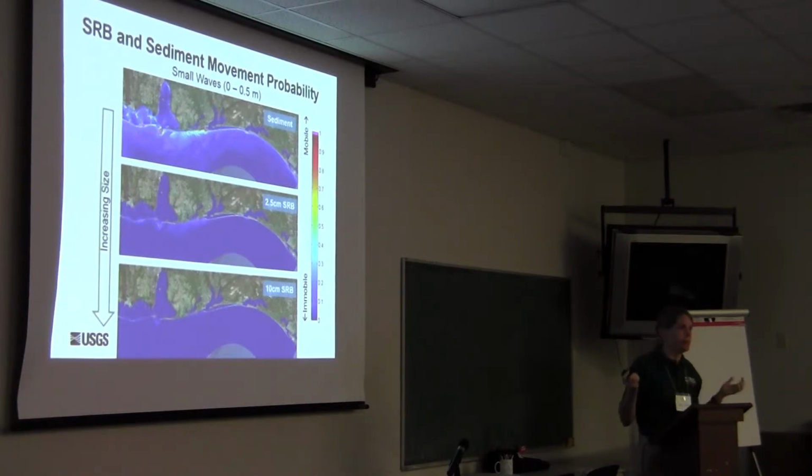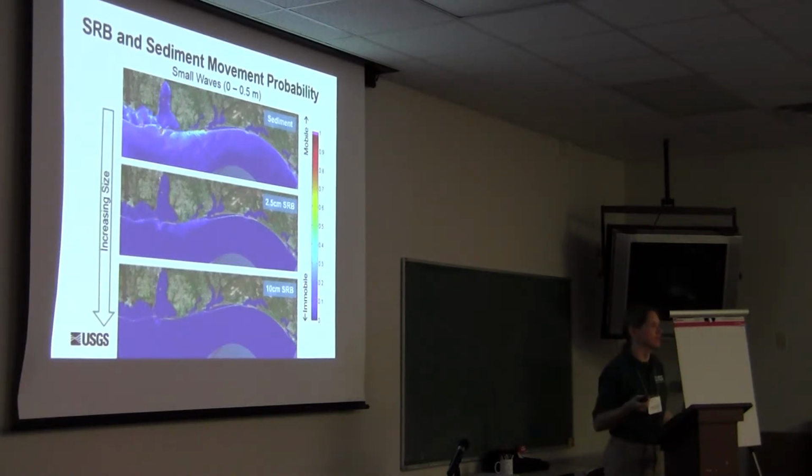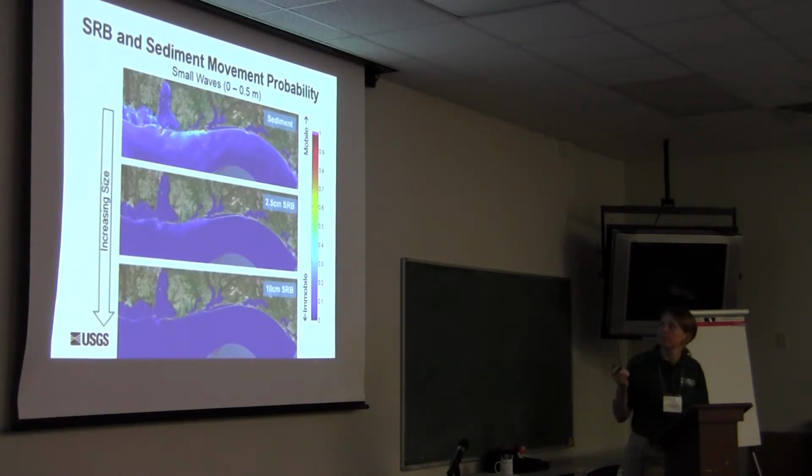This is for natural sand sediment going up to 2.5 centimeter SRBs and 10 centimeter SRBs. And what you can see, it's really easy to see, is that under these small wave conditions, the big SRBs aren't moving anywhere. Similarly for the 2.5 centimeter SRBs. Sand, on the other hand, can move in the surf zone. This is intuitive. You go out to the beach, you see sand moving around even when the waves are little. So sand is more mobile than SRBs, and that's actually important.